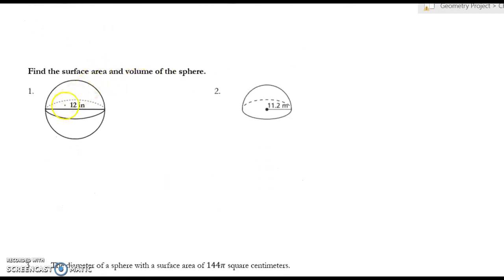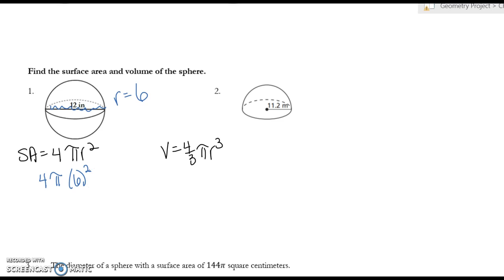Okay, so for number one, one of my strategies that I always try to do is write the formulas. The more you write the formulas, the more you will have them memorized, and then you're more comfortable with them. For both of these, I'm given the diameter because it goes all the way across, but I need the radius. If your diameter is 12, your radius is 6. And so now I'm just going to plug them in.